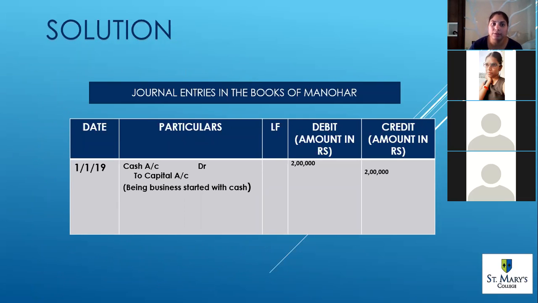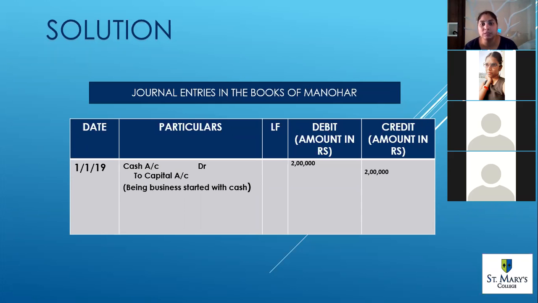Just go through all the entries once. And I hope you understood how to write the journal entries. In this format only you will be writing journal entries for every problem. And remember, what we have done is only the first step in the process of accounting. The accounting definition says, accounting is the process of recording, classifying and summarizing business transactions. And then the definition continues.